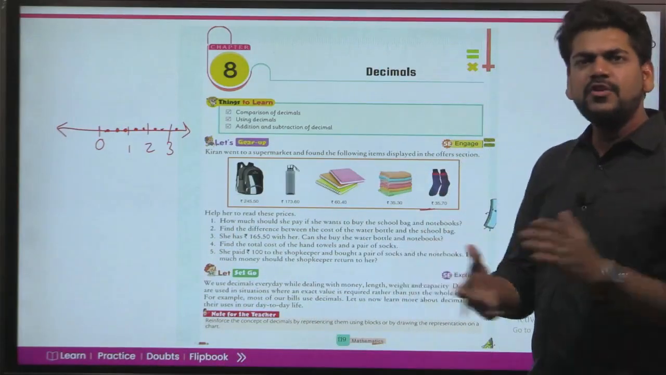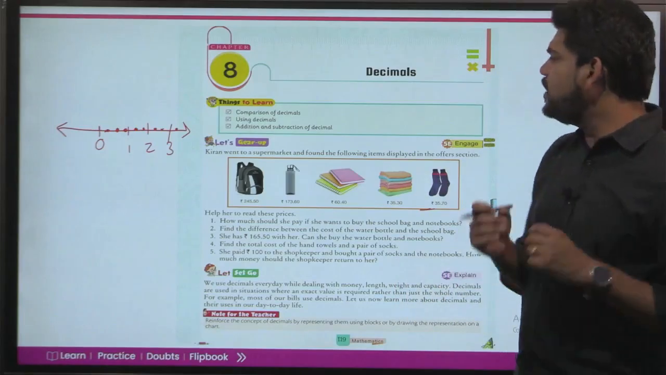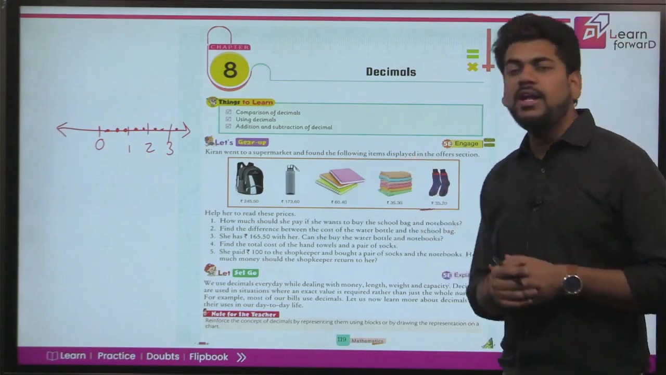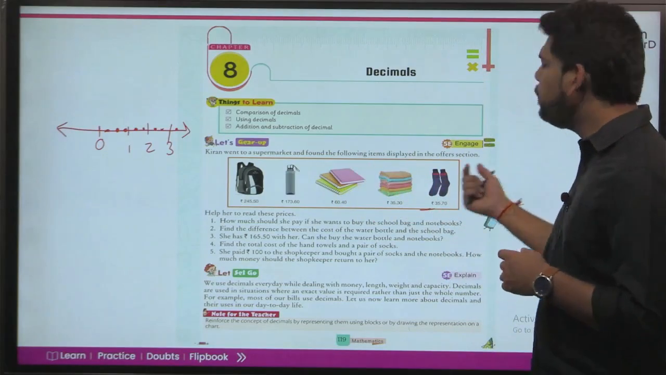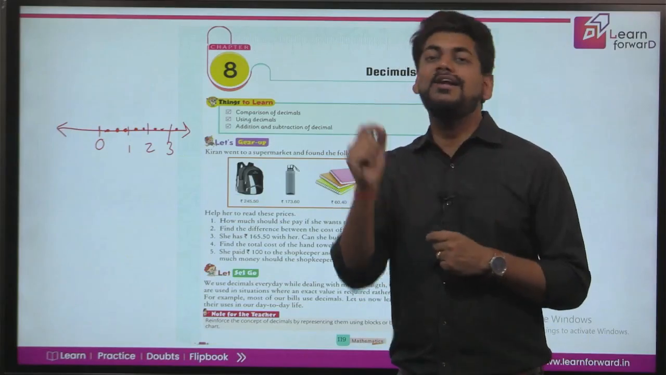Where do we actually see them in our real life? The cost of the bag over here is rupees 245.50. The cost of the bottle is 173.60. This way you can see the different prices of different articles in our life. Sometimes we see they are in decimal form.